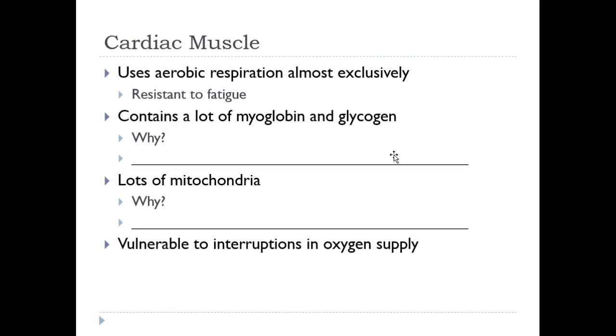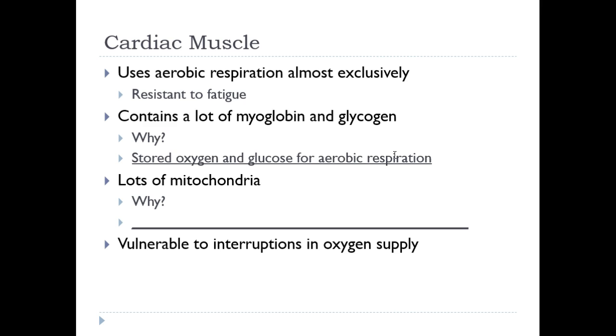So the cardiac muscle uses aerobic respiration and is resistant to fatigue. A lot of myoglobin and glycogen is there. Why? And then the last one, let's just ask you these questions and we'll knock them through. Lots of mitochondria. Do you think it has lots of mitochondria? And do you think it's vulnerable to interruptions of oxygen supply?